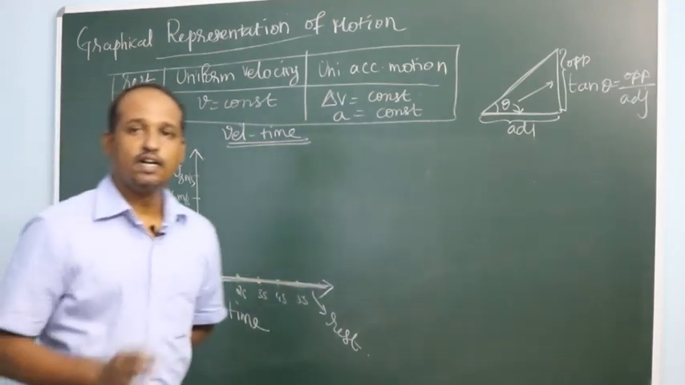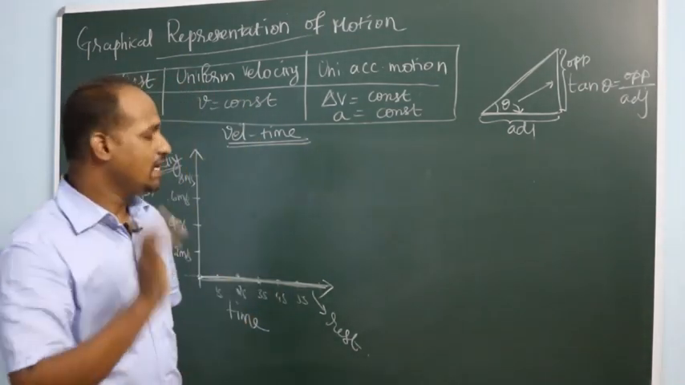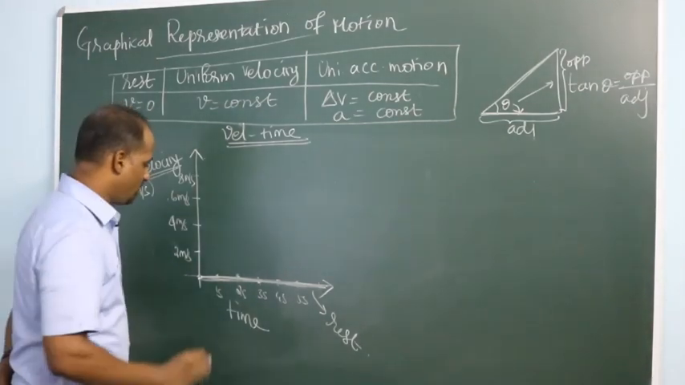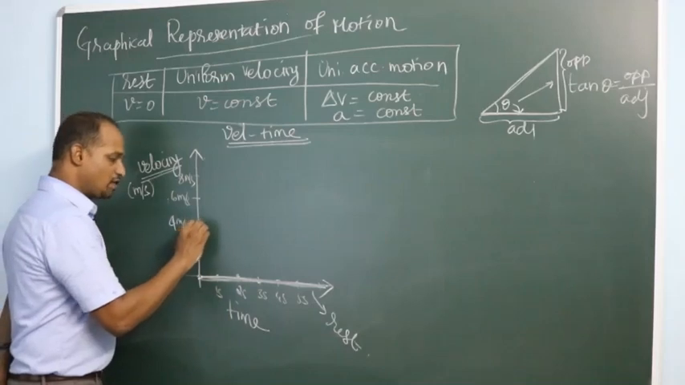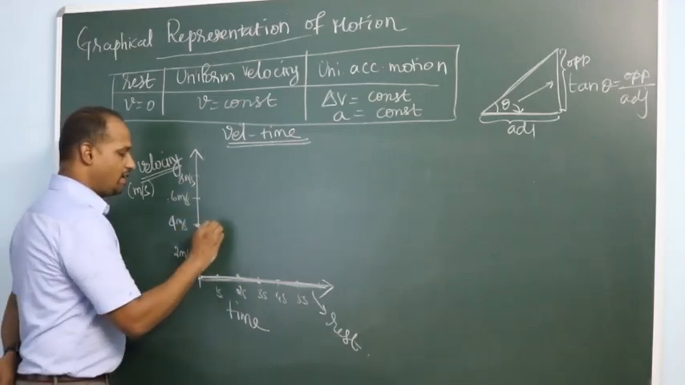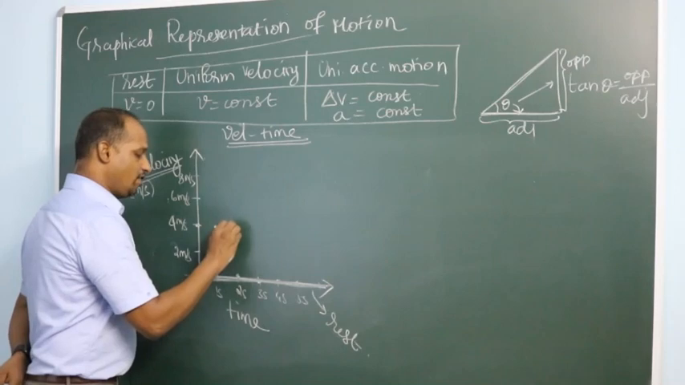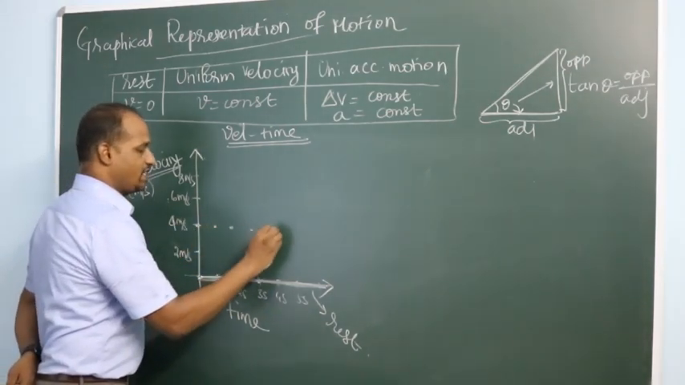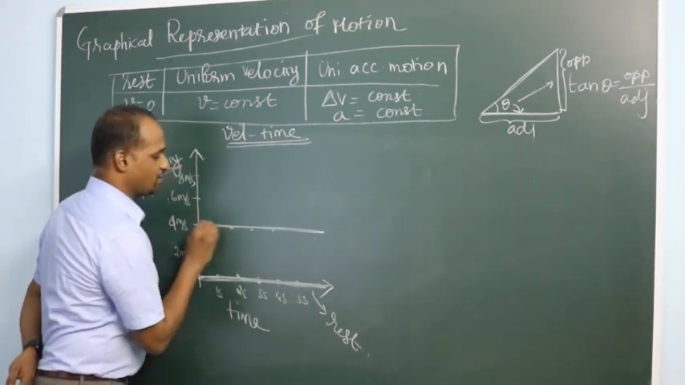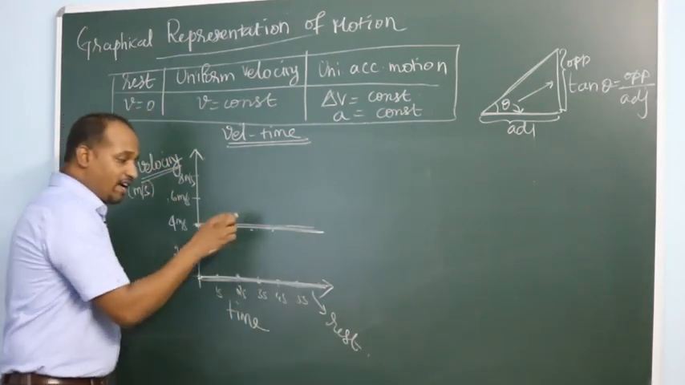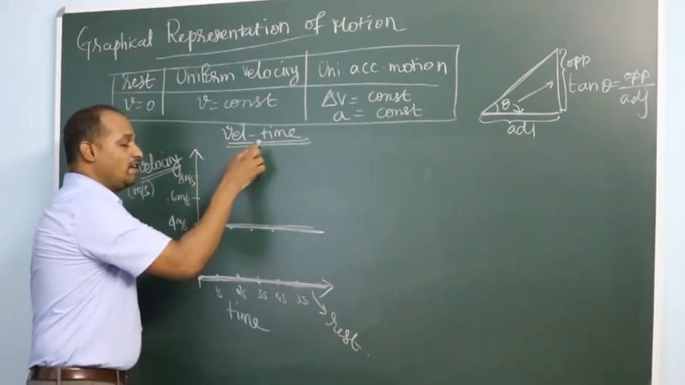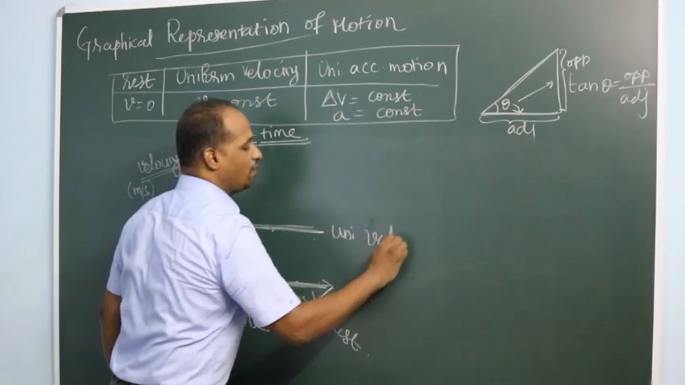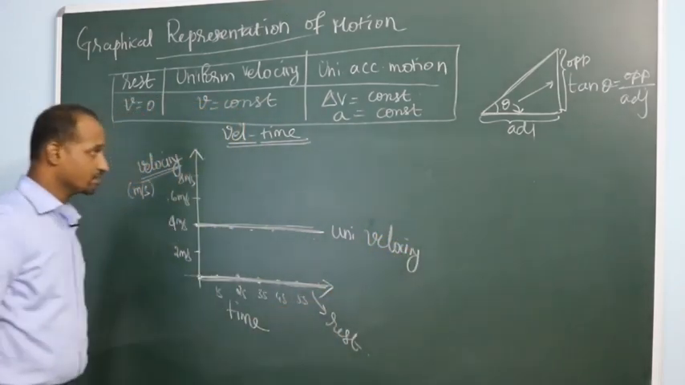What if the object does not change its speed, it keeps on moving with the same speed? If an object is going with the speed of say 4 meter per second, then when we start observing, its velocity was 4 meter per second, 1 second later 4 meter per second, 2 seconds later 4 meter per second, because motion is uniform velocity motion, so the 4 meter per second will not change at all. Then it's a straight line. A straight line parallel to time axis in velocity time graph represents uniform velocity or uniform motion.